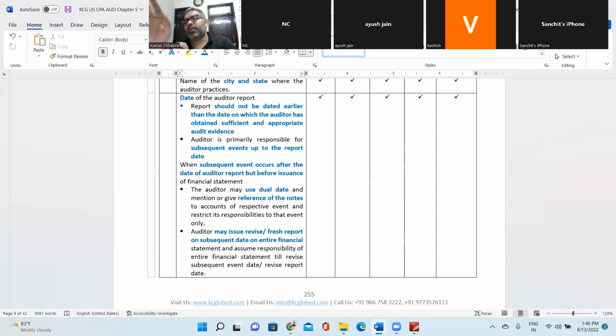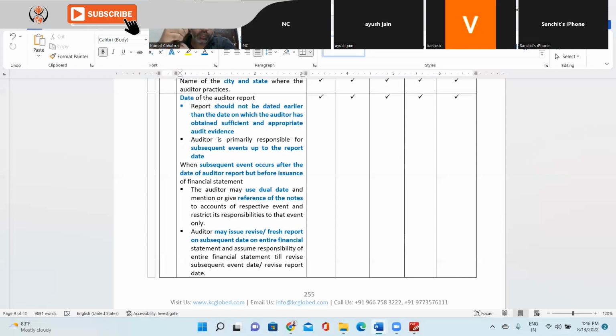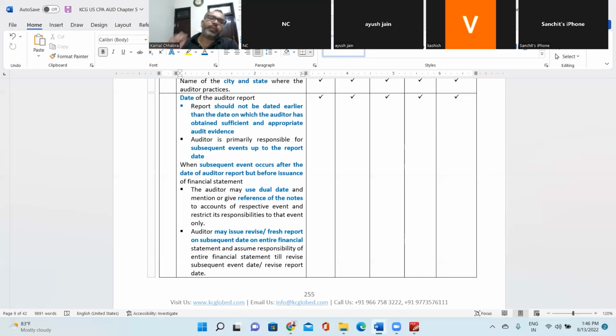In that scenario, you'll be adding another report in which you'll be giving the reference to the notes to accounts on which that change has been made, and giving reference to the original report. You'll be requesting management to give this additional report to each user to whom they have already issued the original report. So it can be a revised report or it can be a dual dated report.